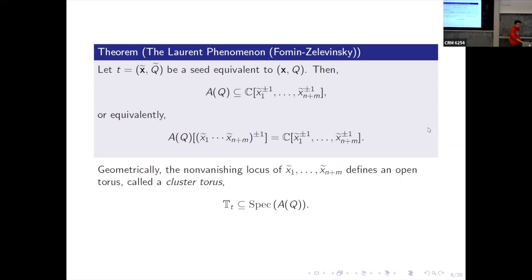Geometrically, this says that if I take the common non-vanishing locus of these variables, then this defines an open torus of dimension n plus m in the spec of the cluster algebra, and I call this a cluster torus. These are the tori that Alfredo was talking about. Also, I should say that Alfredo yesterday and also Dapping mentioned that there is an A cluster variety and an X cluster variety. I live in the A world. I'm not going to say anything about X cluster varieties.